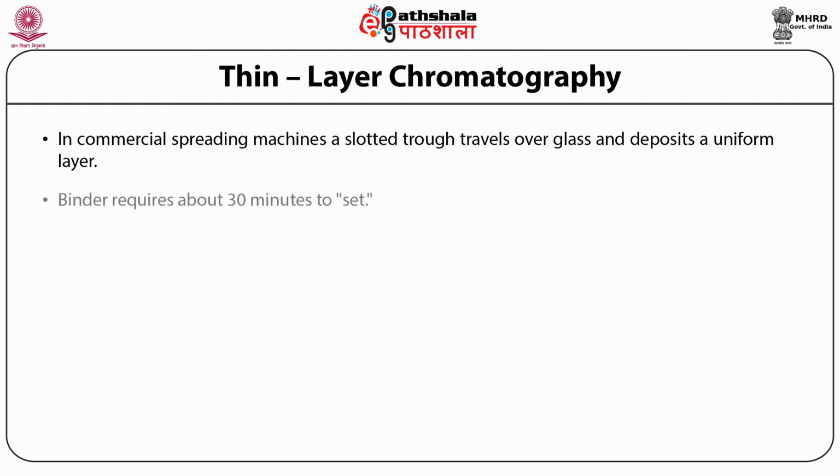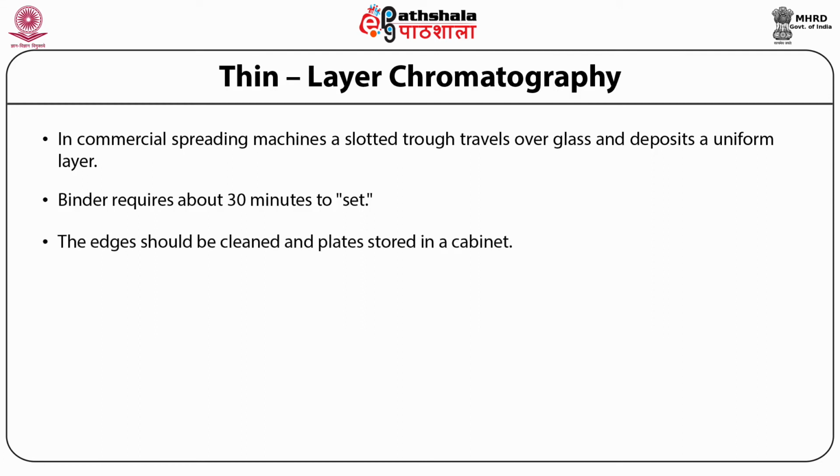After spreading, the binder requires about 30 minutes to set. For adsorption chromatography, the layer is activated by heating at 110 degrees centigrade for several hours. For partition chromatography, no drying is required and the residual water acts as the stationary phase. The edges should be cleaned and plates stored in a desiccator or an appropriate cabinet. It must be noted that an activated plate will absorb water vapor and other vapors from the air, making drastic changes in its chromatographic behavior.